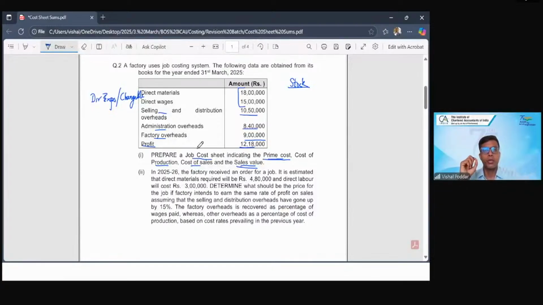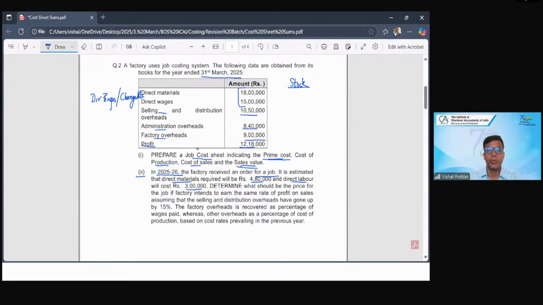Now, what is important to note is the second part, which is the actual costing part. So this is my cost sheet for the year ended 31st March 25, that is, for the entire financial year of 2024-25. Now they are asking for the next year, 2025-26. What it says: the factory received an order for another job. It is estimated that the direct material would be 480, direct labor would be 3 lakhs.